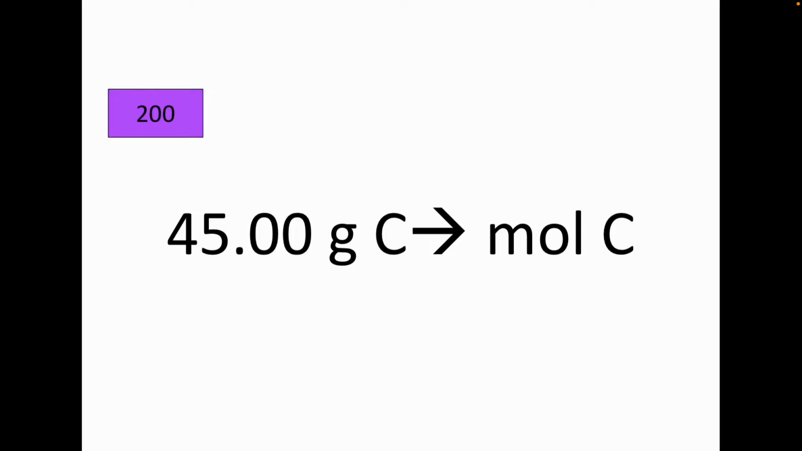All right, let's see them. Who's got it? So the correct answer would be 3.747 moles of carbon to the correct number of sig figs. Boom, like it. Okay, so what do I need in order to convert from grams to moles?